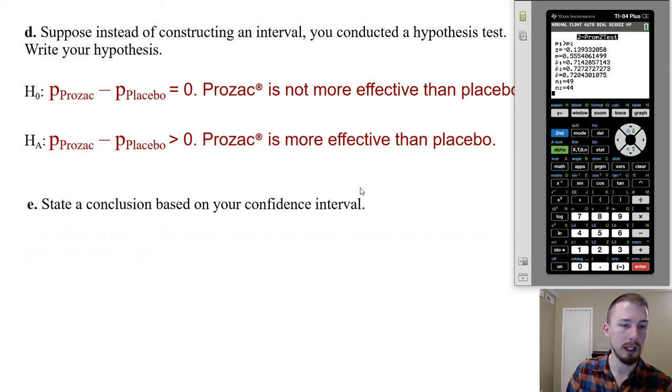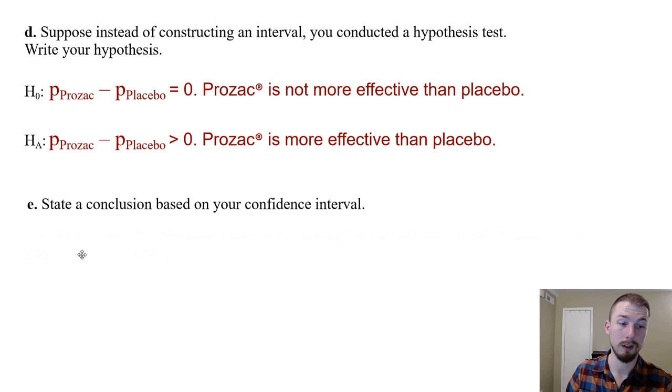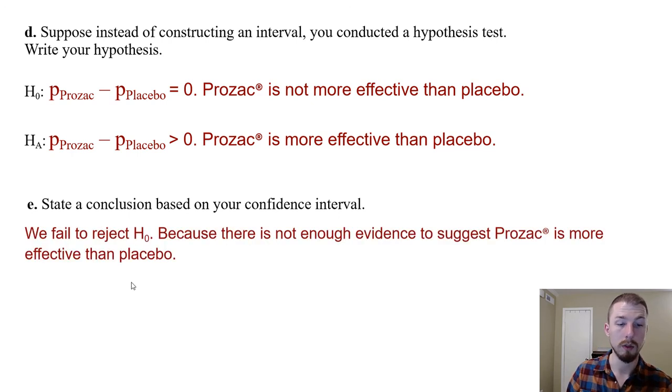So state a conclusion. Since our p-value was larger than our alpha level, we failed to reach that burden of proof with the significance level, the alpha level. So we failed to reject the null hypothesis in favor of the alternative. So we're going to have to stick with the null hypothesis. We failed to reject the null because there's not enough evidence to suggest Prozac is more effective than our placebo.